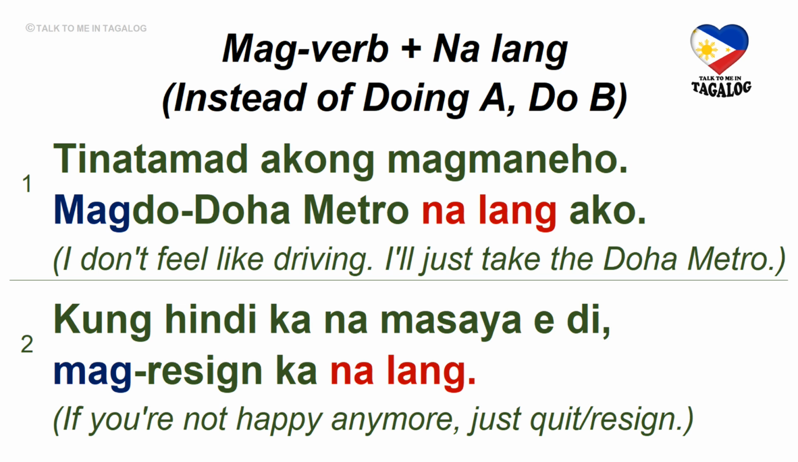So did you notice the sentence pattern here? Instead of driving, which is action A, I'll just do action B, which is to take the metro.